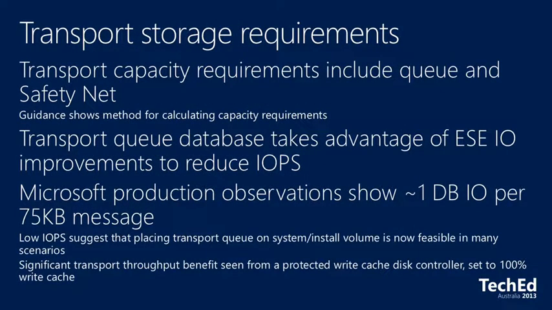Now, transport storage requirements. We already talked about the fact that the capacity requirements now include safety net. And this is, again, different from transport dumpster. Remember, transport dumpster was really only there to protect you against that lossy failover. So transport dumpster really only collected messages from mailboxes that were in a DAG.